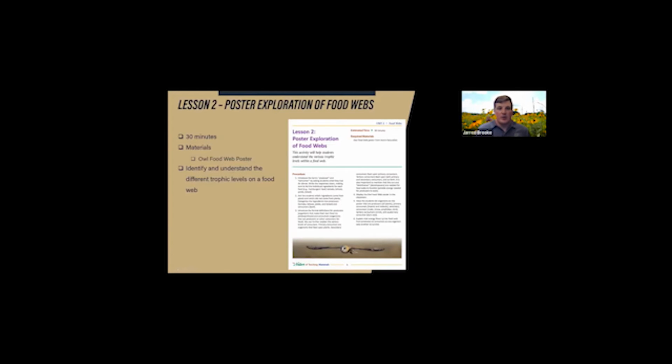So pretty easy and straightforward lesson 1, being a tooth sleuth. So lesson 2, which is the poster exploration of food webs. This unit takes about 30 minutes. The materials you'll need are some sort of OWL or just general food web poster or handout. And this really helps students identify and understand the different trophic levels of a food web. So it's going to introduce the terms producer and consumer and various terms like that. And it's going to have the students just explore around a food web.